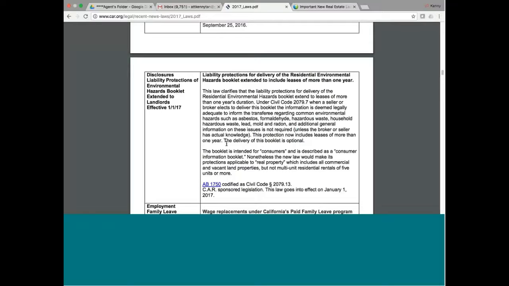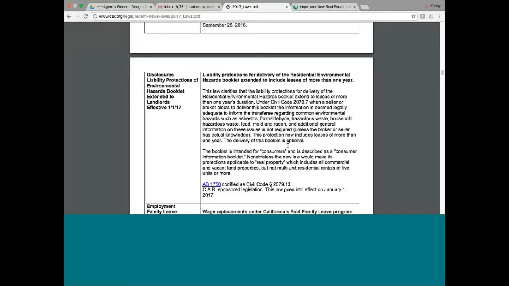And I said delivery of this booklet is optional. See, the delivery is optional, but even if it's optional, do you want to make it mandatory for yourself? Absolutely, don't you? That's right. This booklet is intended for consumers and is described as a consumer information booklet. Nonetheless, the new law will make its protection applicable to real property, which includes commercial and vacant land properties, but not, interesting, but not multi-unit residential rentals of 5 units or more.